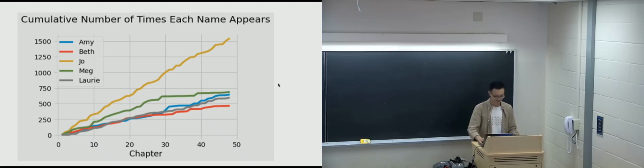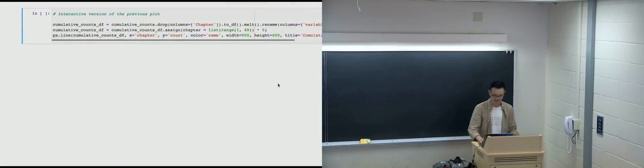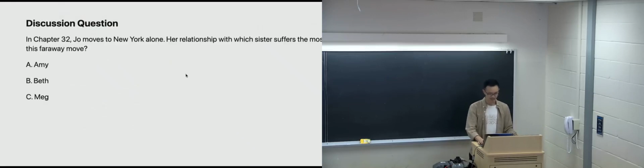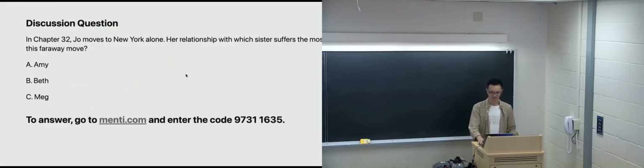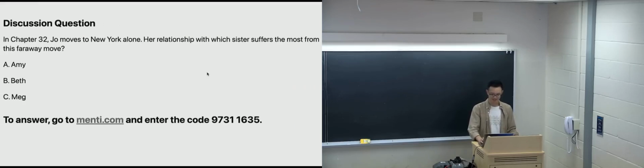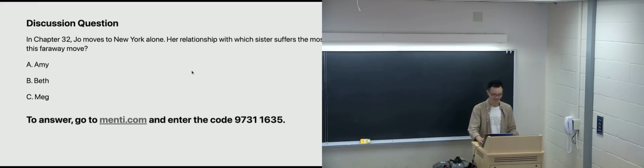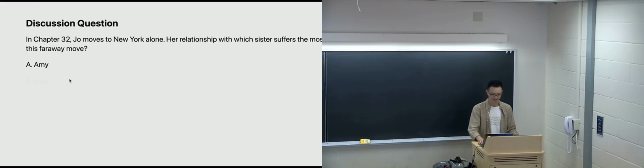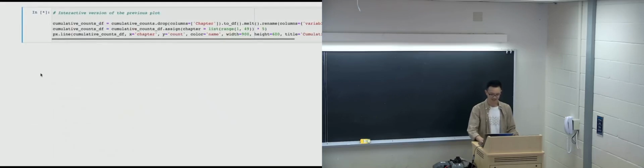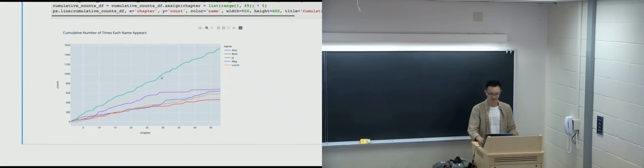Let's answer another question. So here we go. In chapter 32, Joe moves to New York alone. Her relationship with which sister suffers the most from this faraway move? Okay, so let's go back to the plot. This is the same plot, just a little different format. In chapter 32, Joe moves to New York alone. Her relationship with which sister suffers the most from this faraway move?